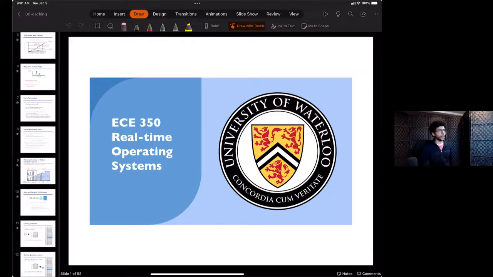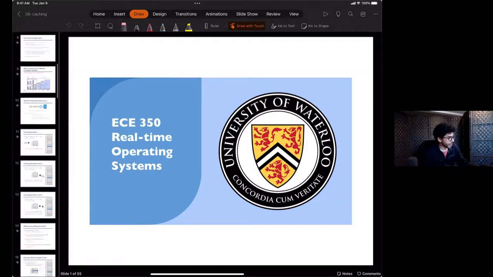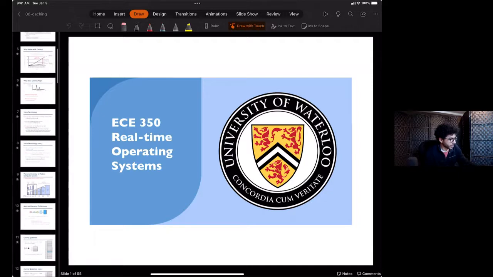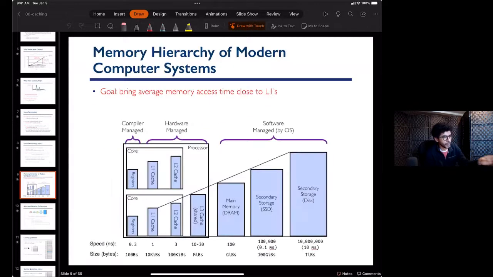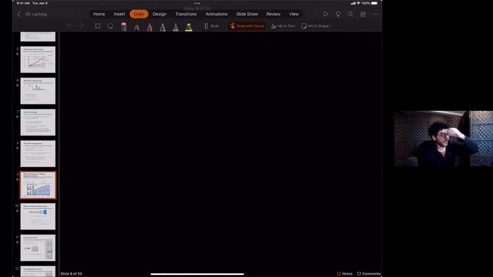Hey, good afternoon. So today we'll be continuing our discussions on caches. Where we left off last time was some terminology. We talked about hit rate, hit miss, access time. Now let's continue where we left off last lecture.